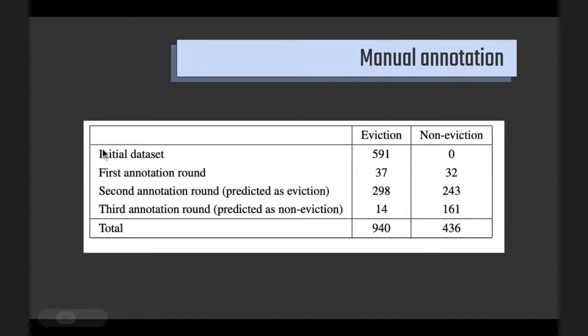And we also had another round of annotation of 4 hours for cases that were predicted as non-eviction. And from those, the vast majority were indeed non-eviction. So there we ended up with this data set of the cases that now we actually do know are definitely eviction cases, 940, and definitely non-eviction cases, 436. So these would be our golden labels as opposed to silver labels that we used before.